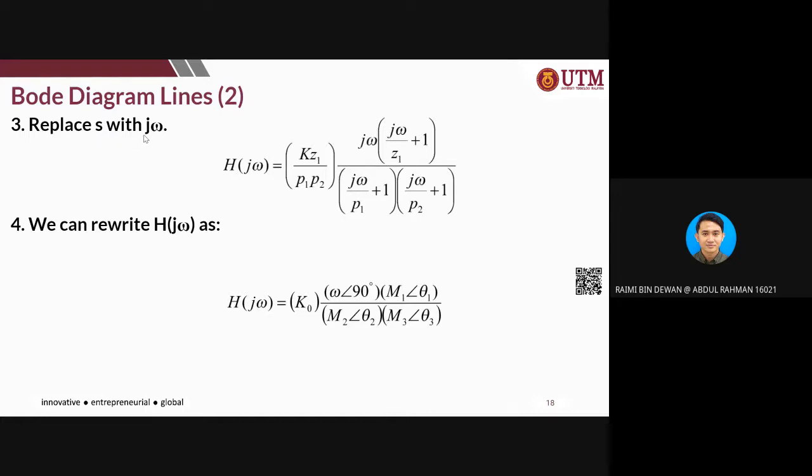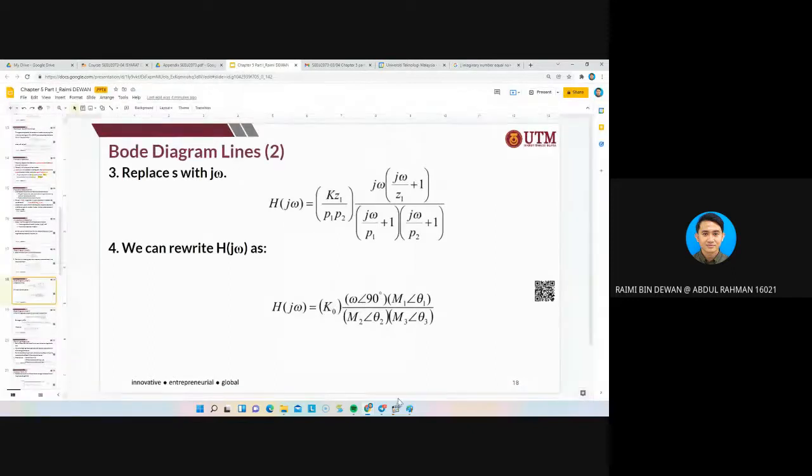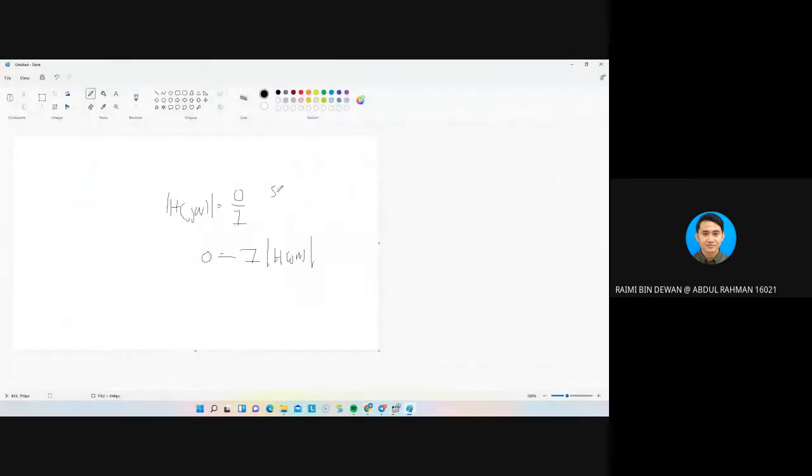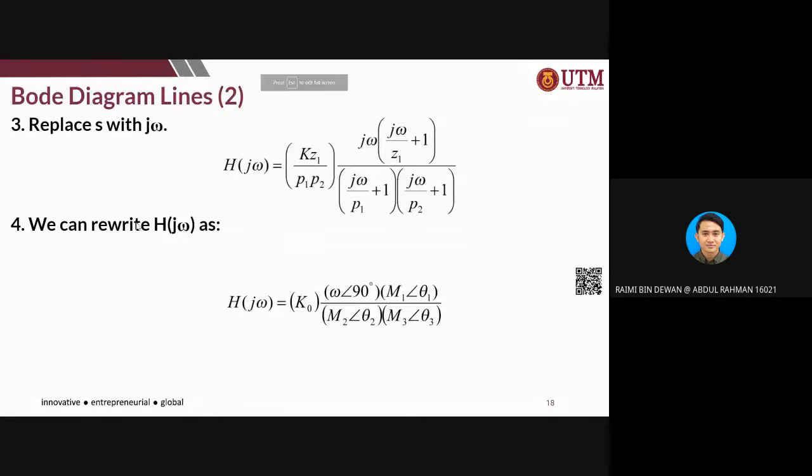Now you know that at steady state this one is 0, so you have s equals to j omega. So you're going to replace s with j omega. You put here j omega, j omega, j omega, and j omega.